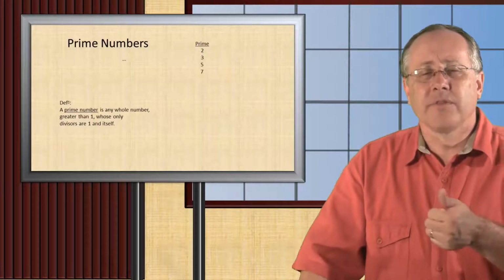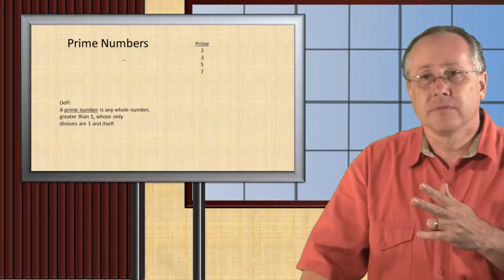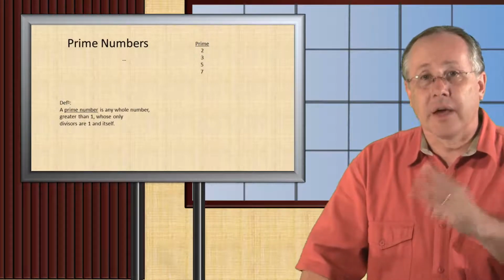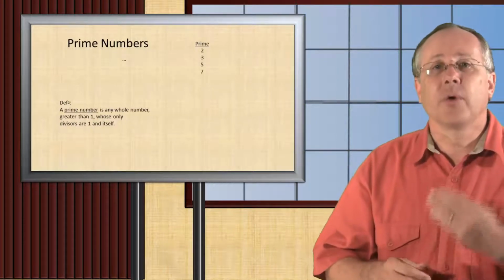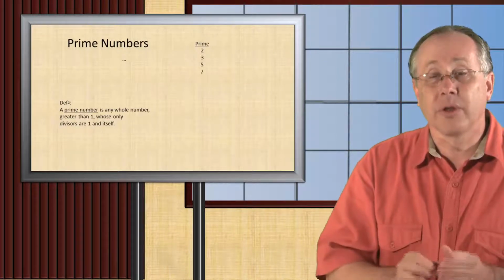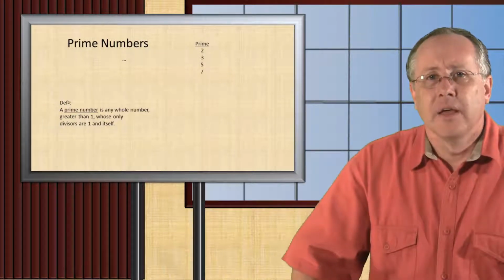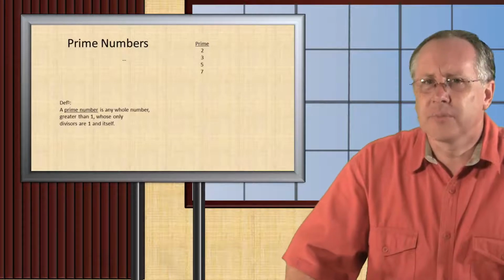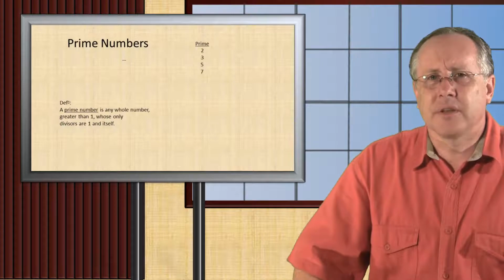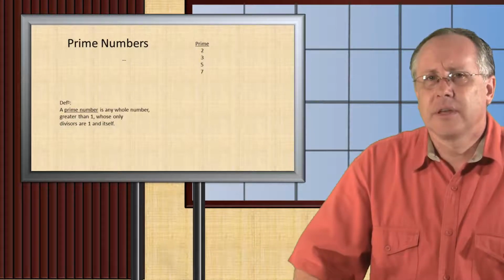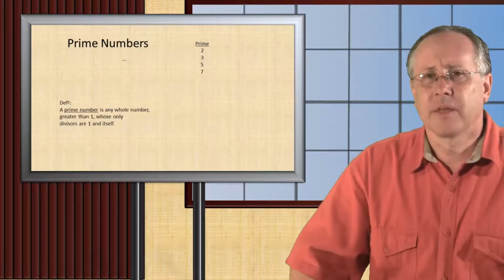Let's see, we already have 11 and 13 are primes. How about 17? Yeah, that's a prime. 19, yeah, no numbers but 1 and 19 go into 19, that's a prime. 21, oh no, 3 and 7 go into 21, so that's not a prime. 23, yeah, that's a prime, nothing goes into 23 but 1 and itself. 27, oh, 27's 3 times 9, so that's not a prime.